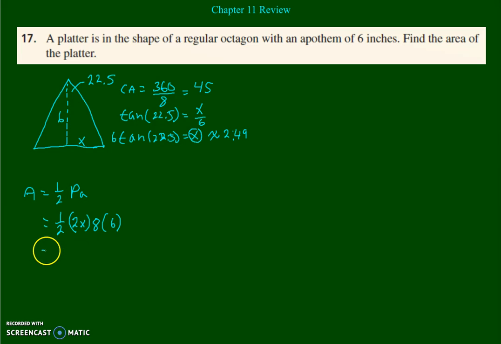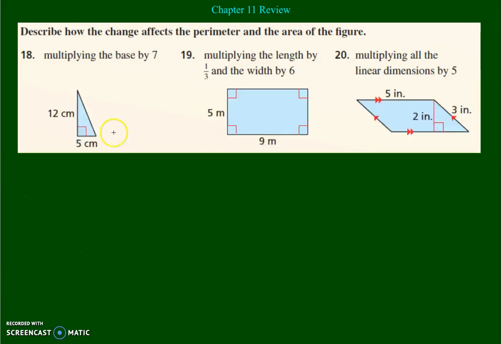That should give us our result, which is actually going to be an approximation, approximately 119.29. All right, fairly straightforward problem. Let's move on to problem 18. In these problems, we're being asked to describe the effect of changing the given alteration in dimension on perimeter and area. So let's get started with this.